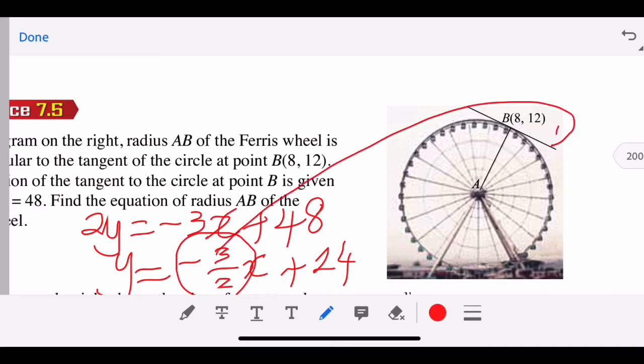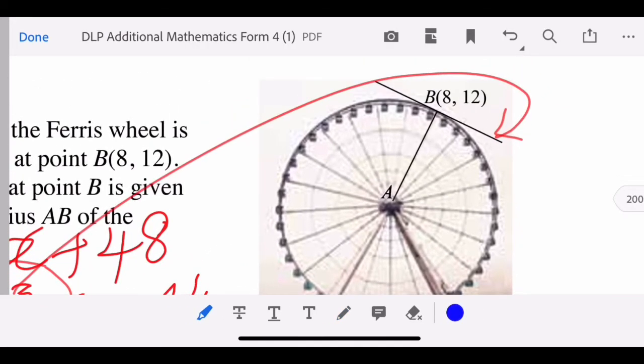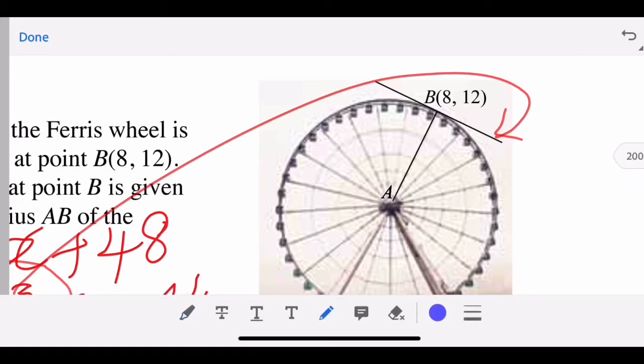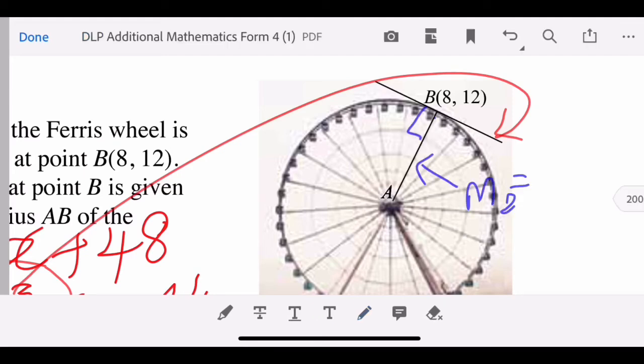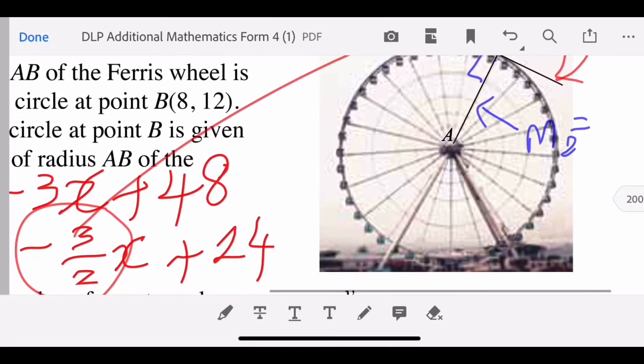Okay, so a question like this is actually very common in exams nowadays. So you must understand the concept of the circle: the radius and tangent are always making 90 degrees, or we call it perpendicular. Okay, so now I'm going to show you how to solve the gradient first.